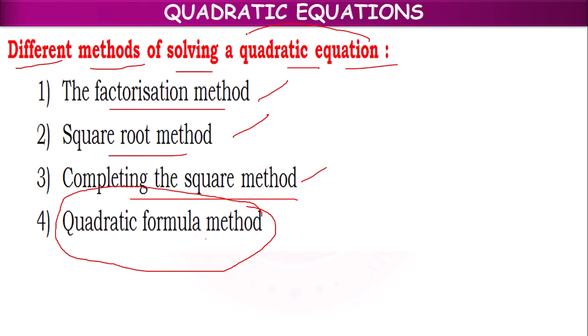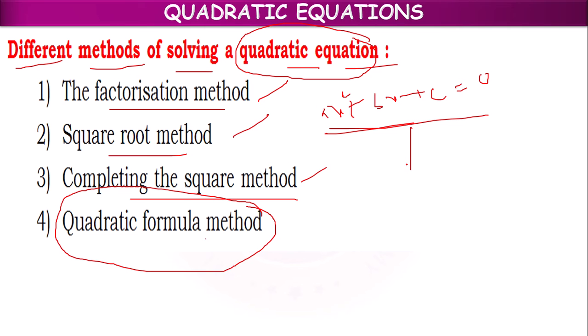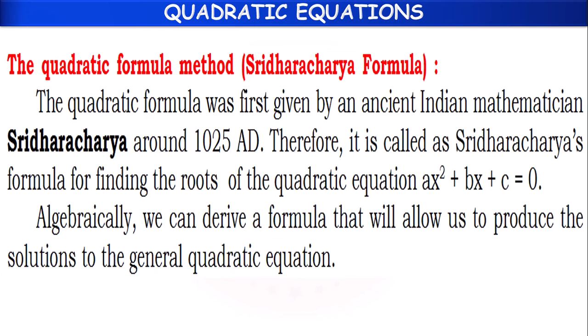How to solve a quadratic equation which is in the form of ax square plus bx plus c equal to 0? How to solve this means how to find the value of x by using this quadratic formula method. That we are going to learn today. So, the quadratic formula method.